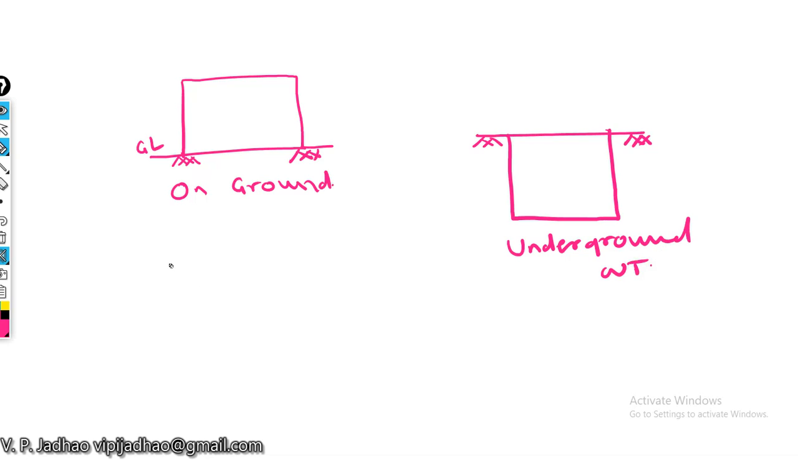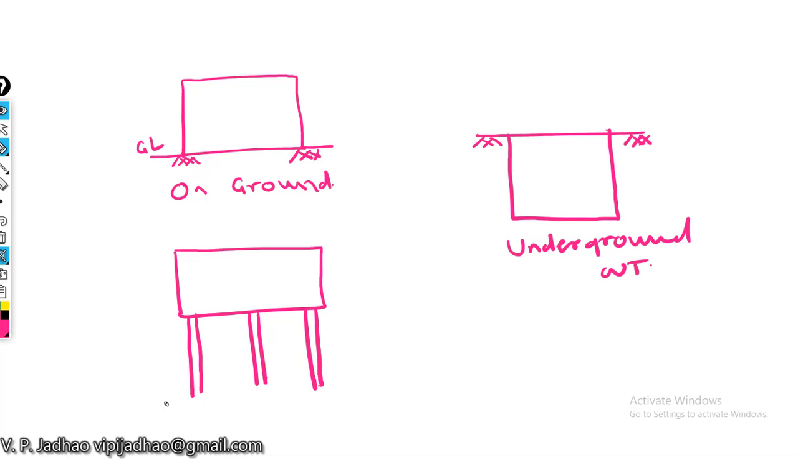Whereas if we have our water tank like this and it is supported on some staging, it is considered as an elevated water storage tank or elevated storage reservoir, ESR. So this is an elevated storage reservoir or elevated storage tank. This is a water tank on ground, and this is an underground water tank.